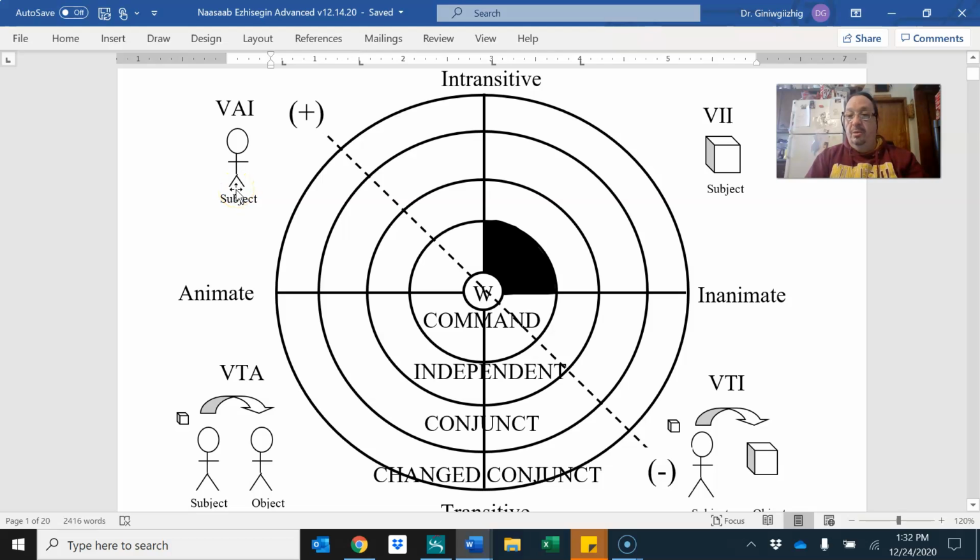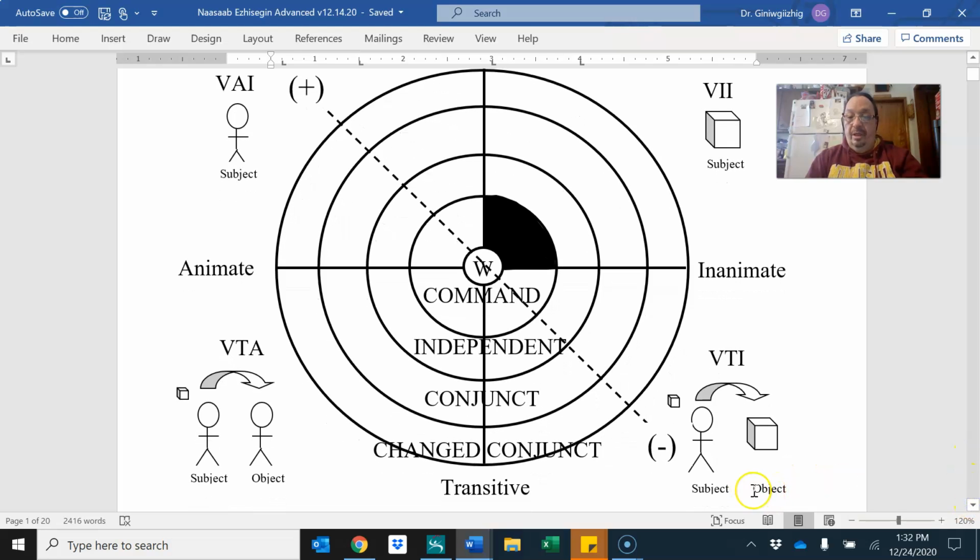Subject means the one that's doing the verb. Verb animate, that would be like she is eating, she's sleeping, she's thinking, she's running. But we're not talking about her doing anything to anybody or anything. VII, verb inanimate, subject intransitive. That means that whatever the verb they're doing doesn't transfer onto an object.